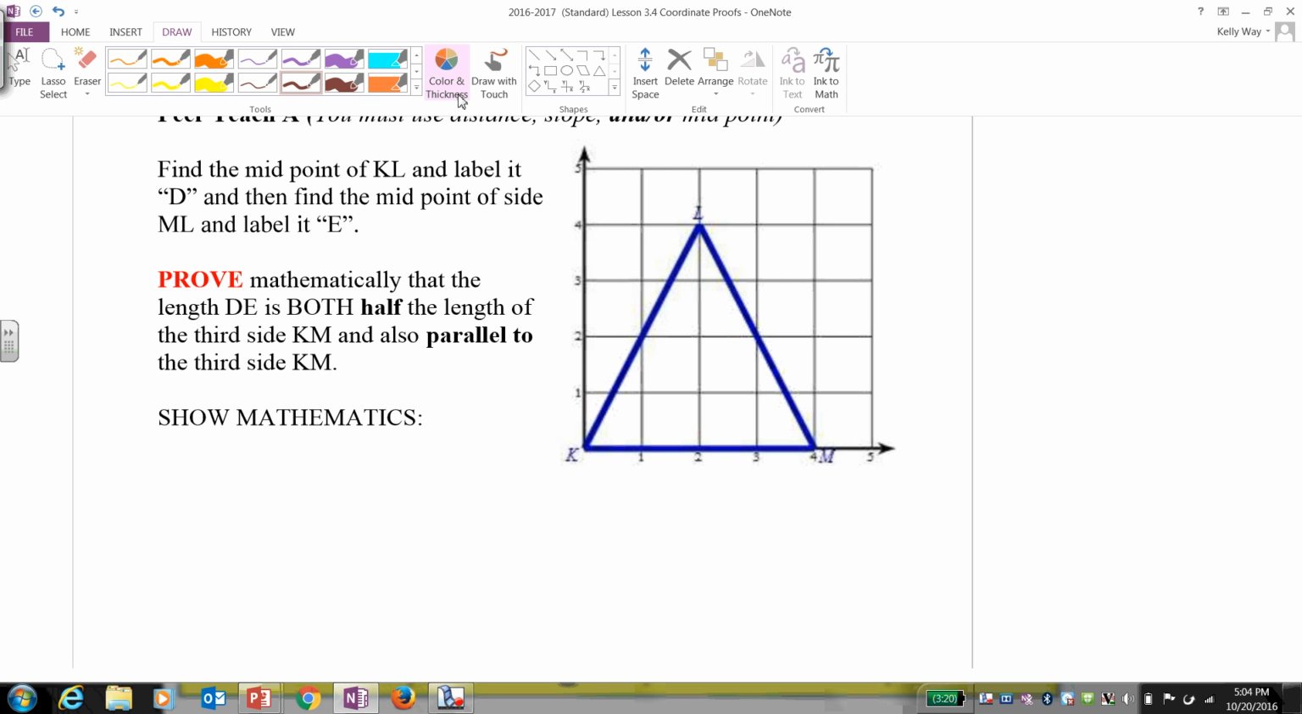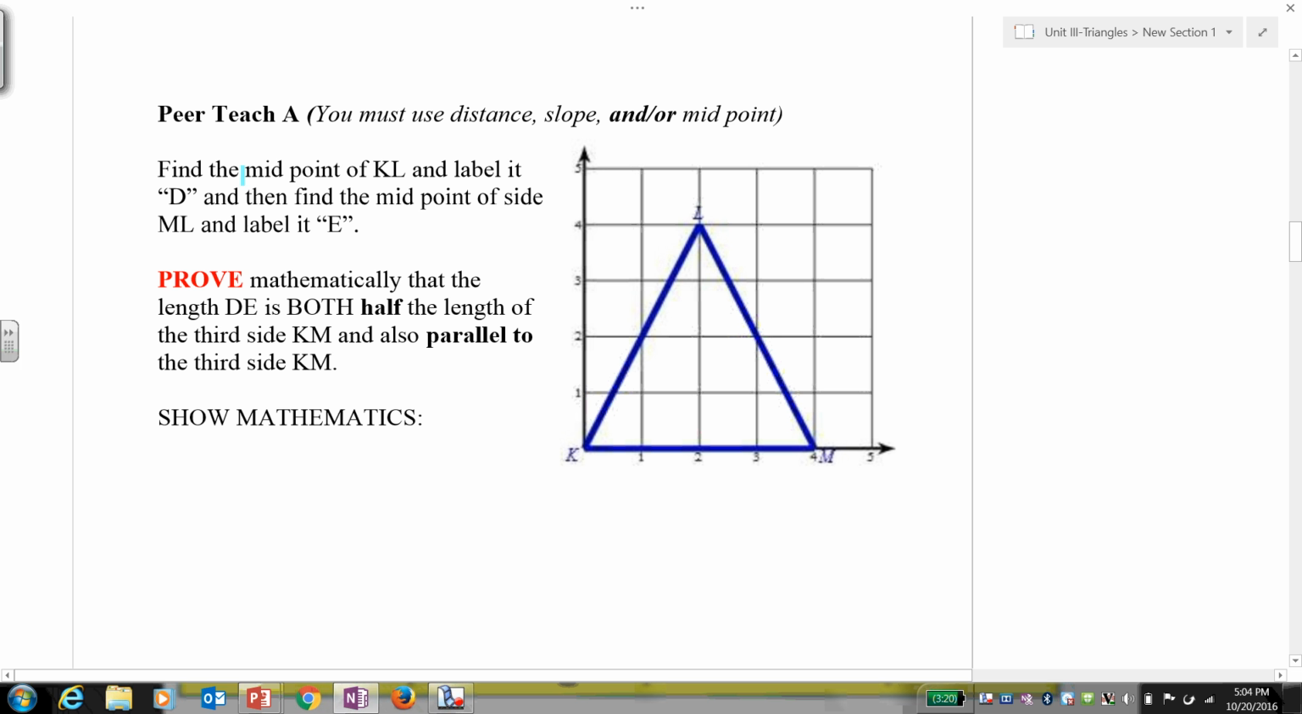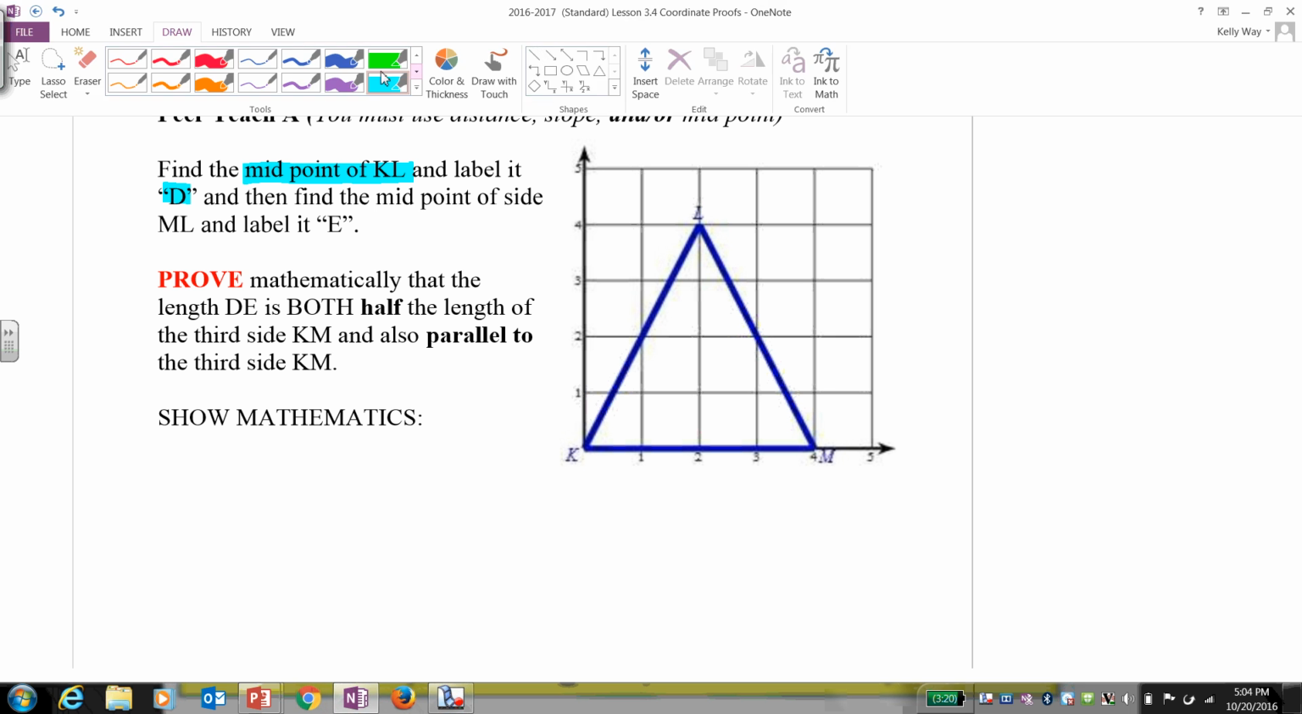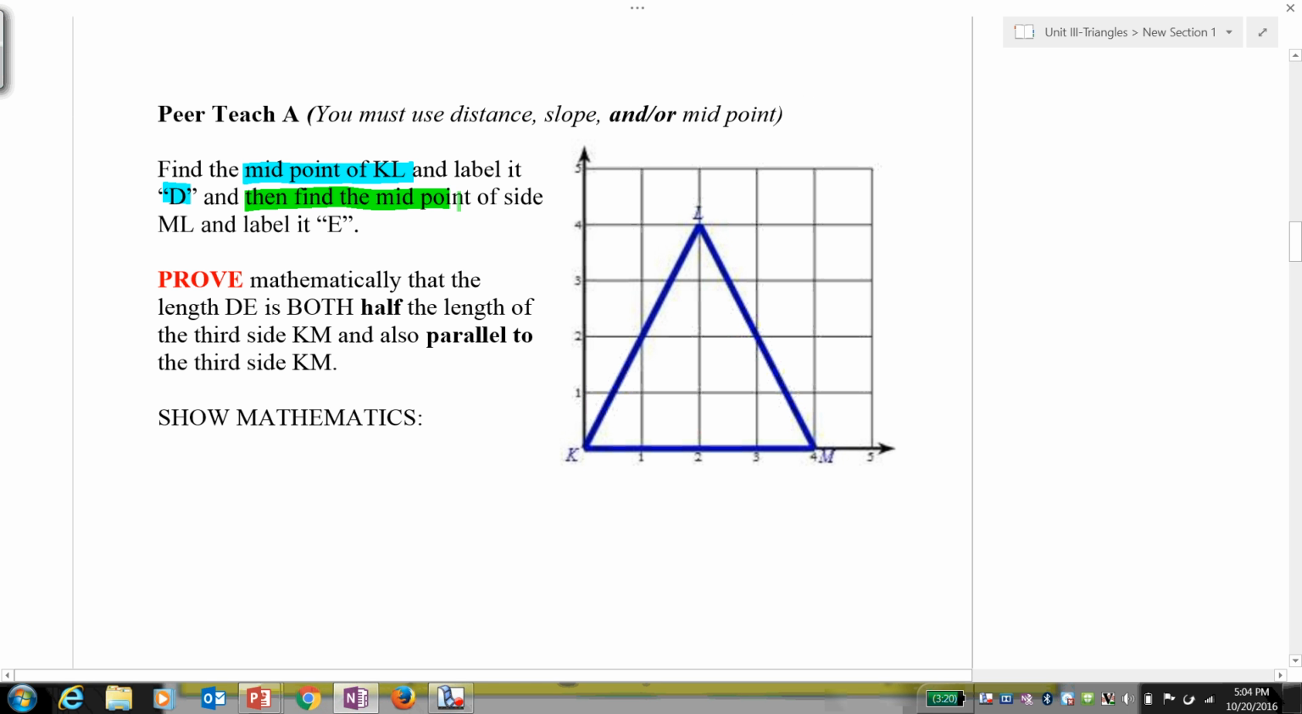Read this with me. Find the midpoint of KL. Label it D. Then find the midpoint of side ML. Label it E.